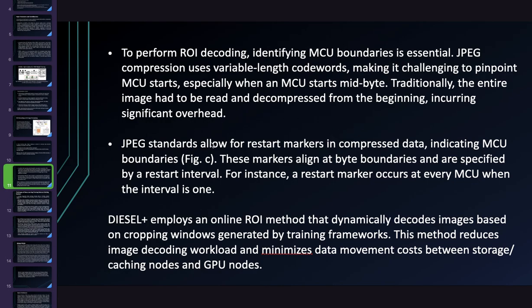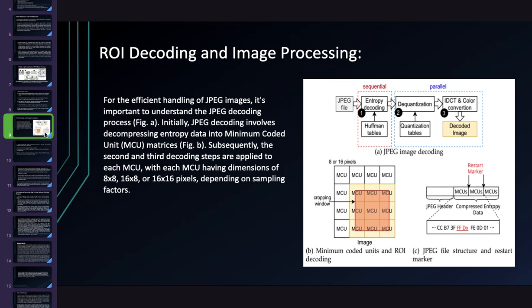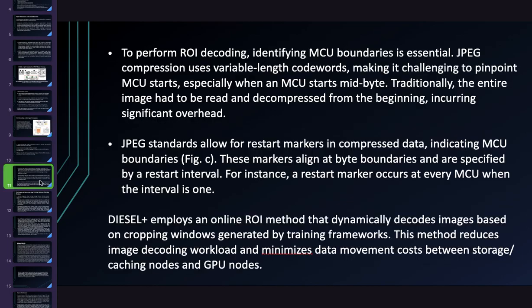The JPEG standard allows for restart markers in compressed data, indicating MCU boundaries. You can see this in Figure 6. Here you can see these markers align at byte boundaries and are specified by a restart interval. For instance, a restart marker occurs after every MCU when the interval is 1.